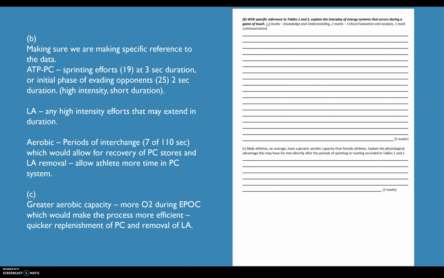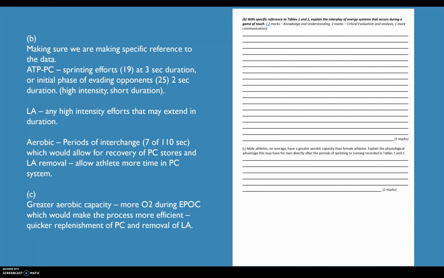As we move on to the next deeper question, looking at the interplay of energy systems, make sure we're making specific reference to the data. So ATP-PC, looking at the sprinting efforts, 19 at 3 seconds duration on average, or the initial phase of evading opponents, 25 at 2 seconds duration, again talking about high intensity, short duration, that sort of language. Lactic acid, you could talk about those types of high intensity efforts at the back end of those, so maybe sprinting effort number 14, 15, 16 if we didn't have the appropriate recovery period.